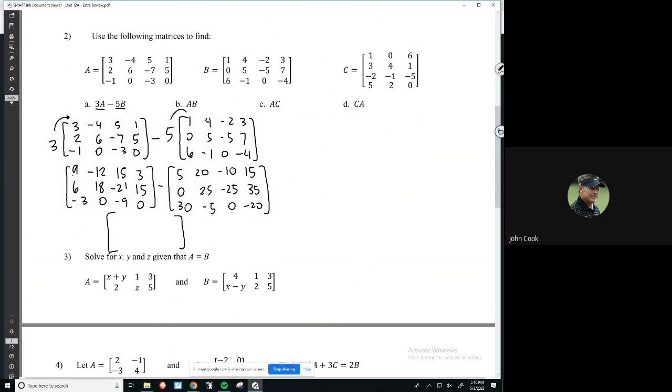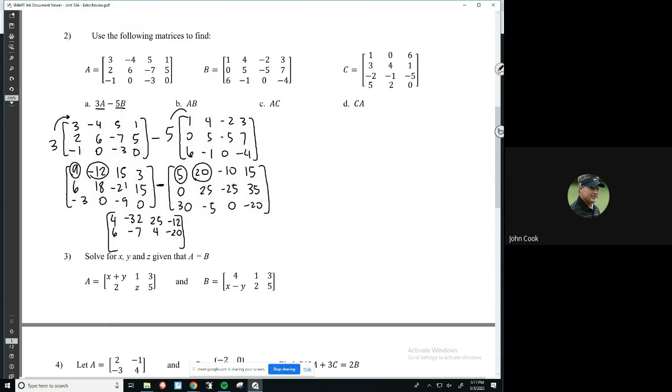So we take 9 minus 5. 9 minus 5 is 4. Negative 12 minus 20 is negative 32. I'll just do the rest of these. So then 15 minus a negative 10 is 15 plus 10, so 25. 3 minus 15 is negative 12. 6 minus 0 is 6. 18 minus 25 is negative 7. Negative 21 plus 25 is 4. 15 minus 35 is negative 20.